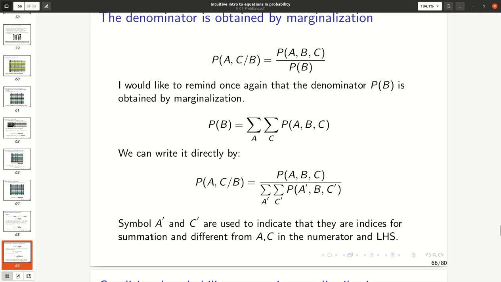The symbols A dash and C dash are used to indicate that they are just indices of summation, and they are not the same as A and C here. Sometimes, for better readability, these dash symbols are ignored, and it is understood that inside the summation they just represent the indices for summation.